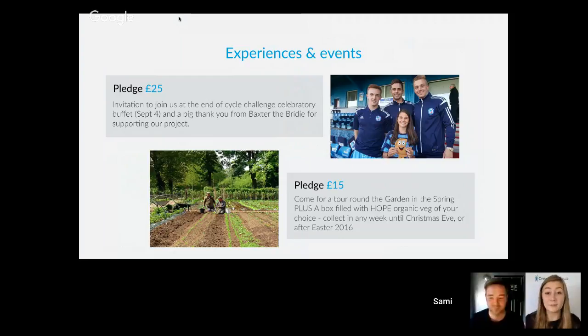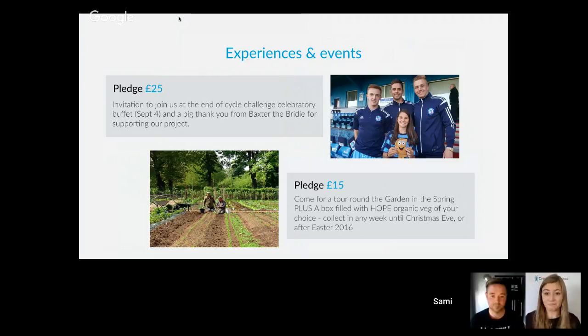And then at the bottom, we've got Hope Organic Garden, and they were offering a tour around the garden in the spring, which you normally might not get to do. There are loads of other different kinds of events, so really have a little think if there's anything special that you could offer.